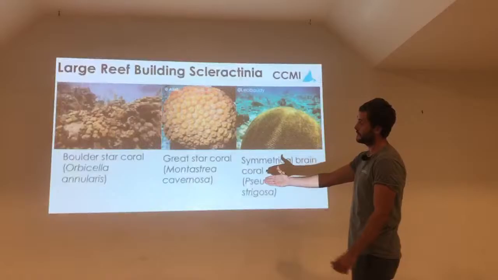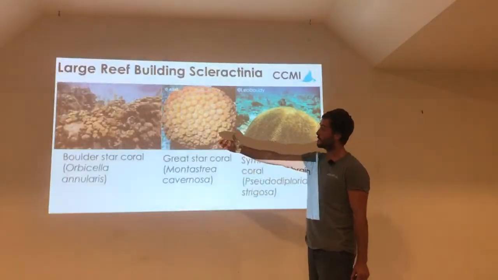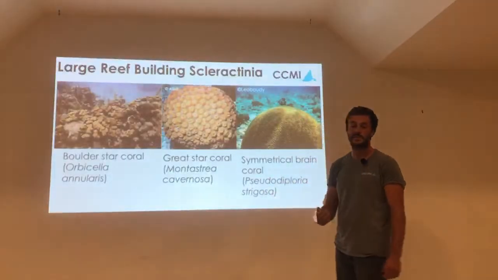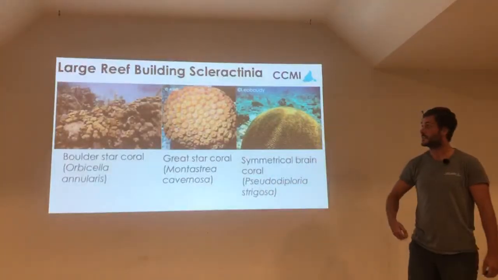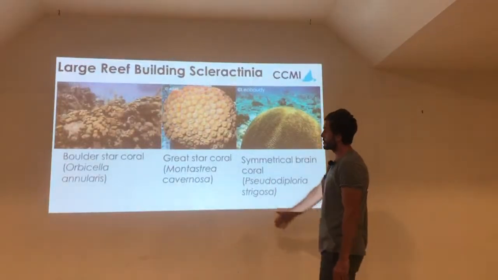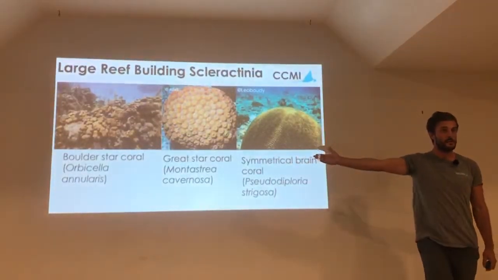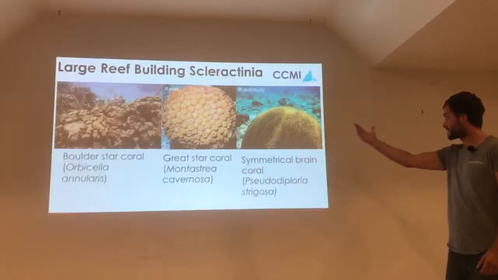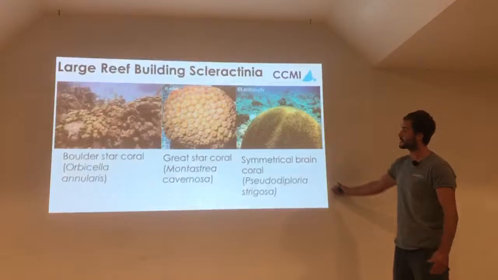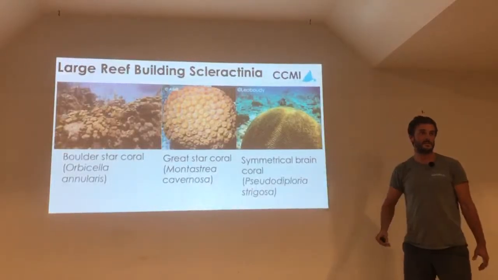But again, we talk about reduced surface area. At one time, you see all the grey around it, that was probably completely covered in coral, but due to stress events, we do get partial mortality of these colonies. Got Montastraea cavernosa, again, pretty common on our reefs, the great star coral. And then we've got symmetrical brain coral, Pseudodiploria strigosa. We've also got Siderastrea as well as one of our main species.